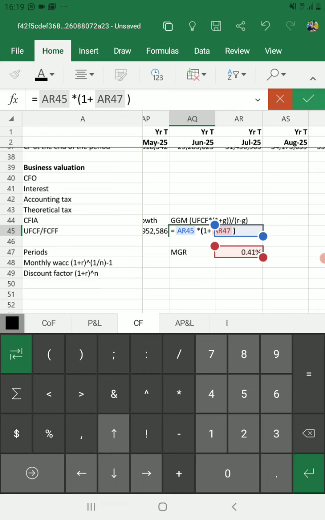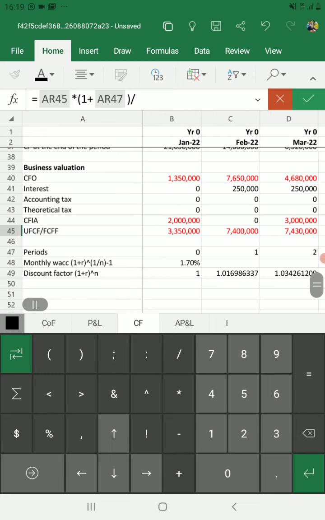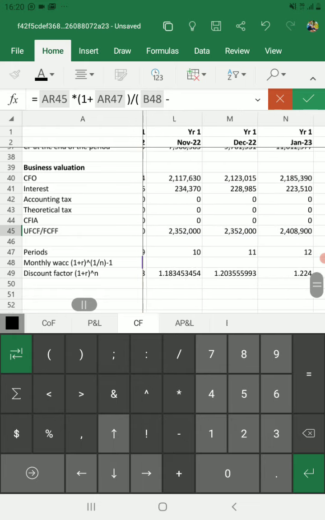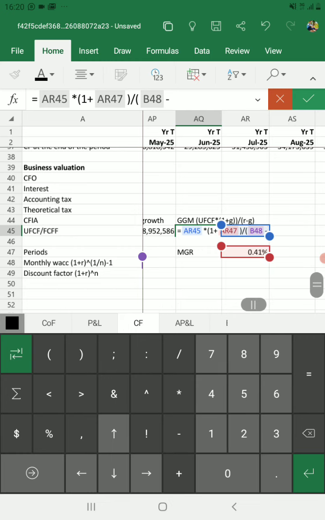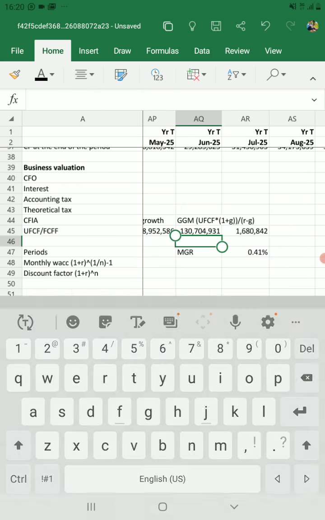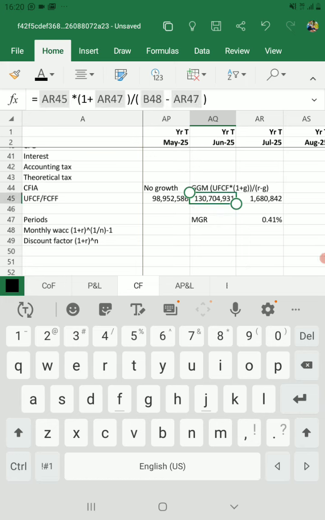and then divide by R. So our R here is this one, monthly rate. So first let me open the bracket, take this rate, and then minus growth rate, which is this one. And then close the bracket, press enter. Okay, so we have established our terminal value using Gordon growth model.